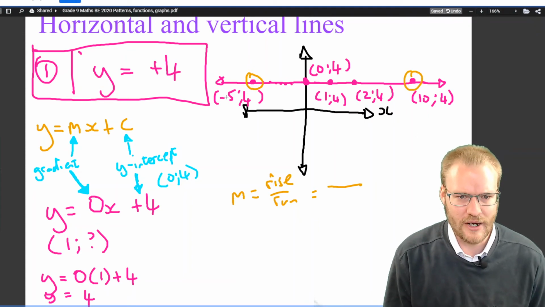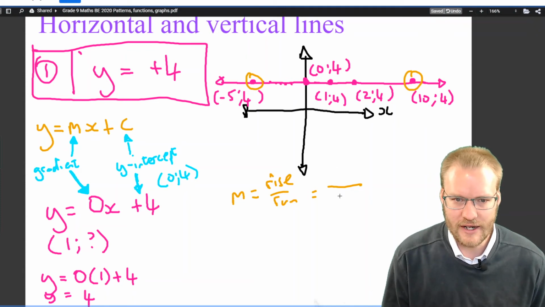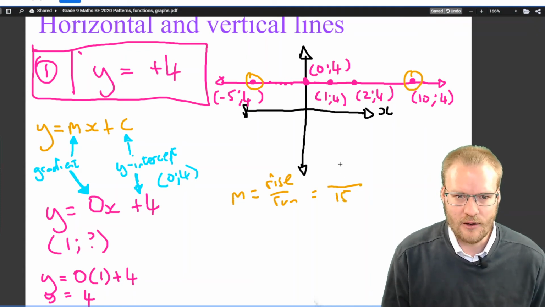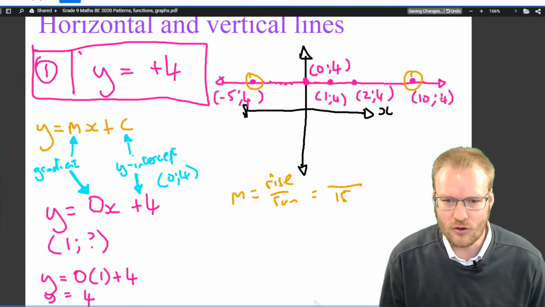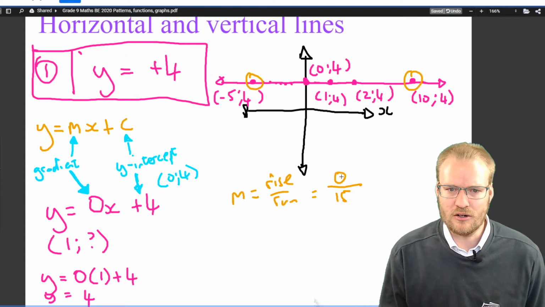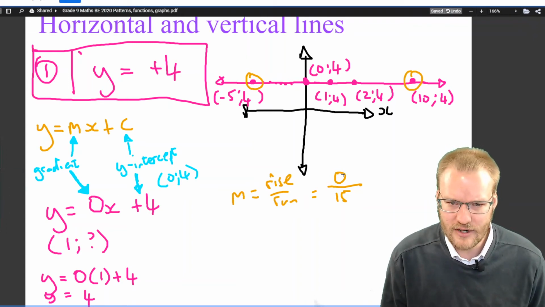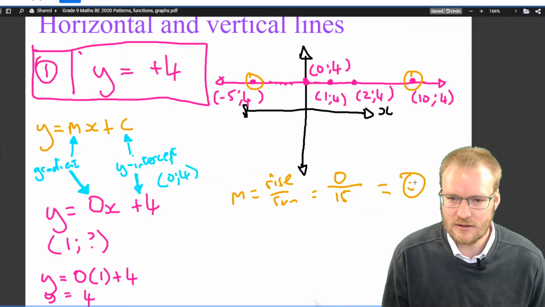So we're going to run from -5 to 10. Cool, so we're going to run 15. And we're going to rise from 4 to 4. So we're not rising. No matter what, we're not rising. So we didn't even need this 15 part. We're never rising. So our gradient must be 0. Always 0.